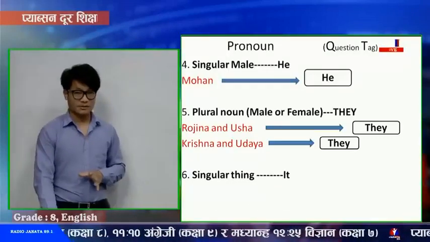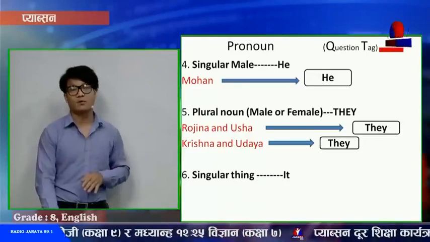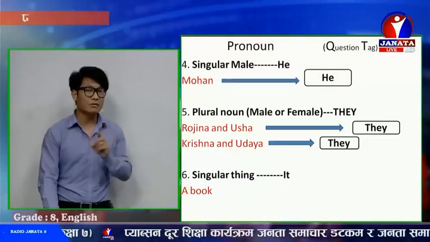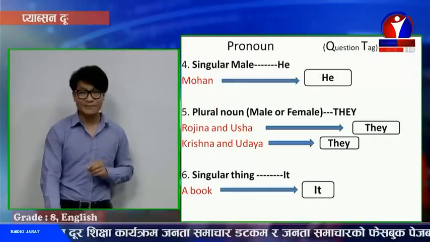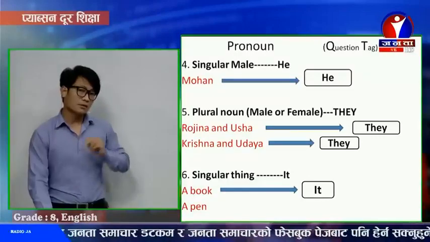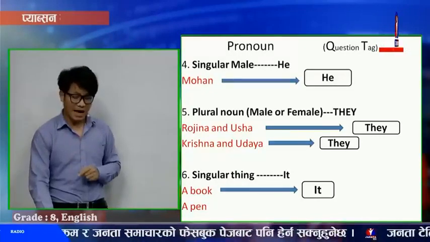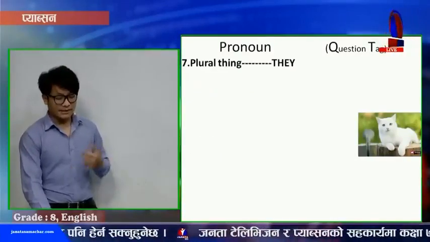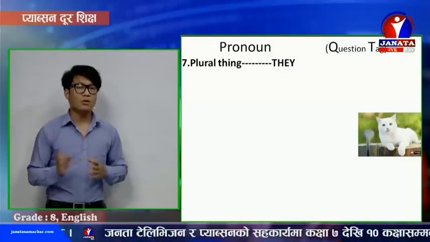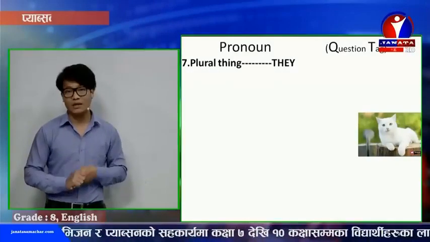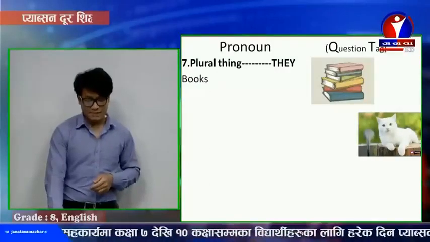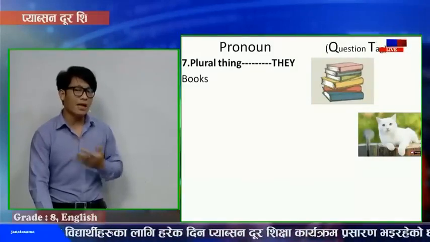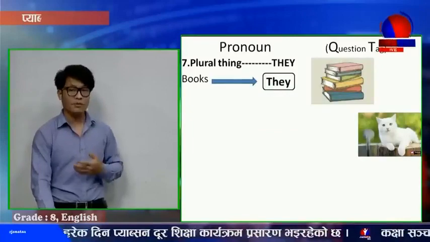Singular thing. Singular thing, we use it pronoun. Like you can see the example of book, and it's singular. That's why here should be it pronoun. If a pen is there, then also there should be it pronoun. Next is plural things. If there are more than one thing, then we use they pronoun. Examples are books, B-O-O-K-S. This is a plural noun. That's why we use they pronoun.